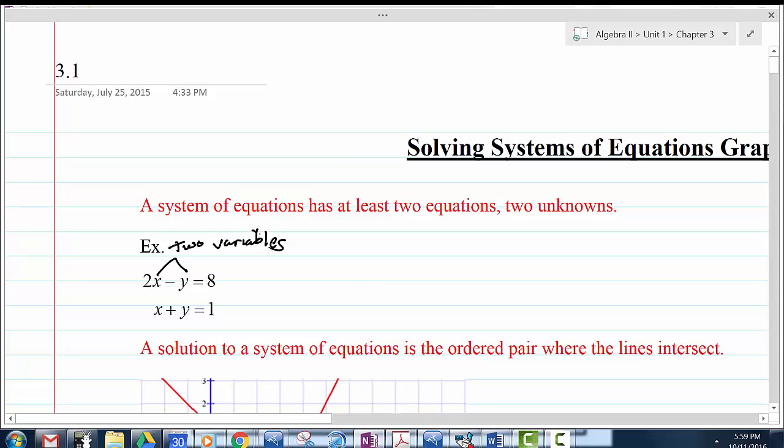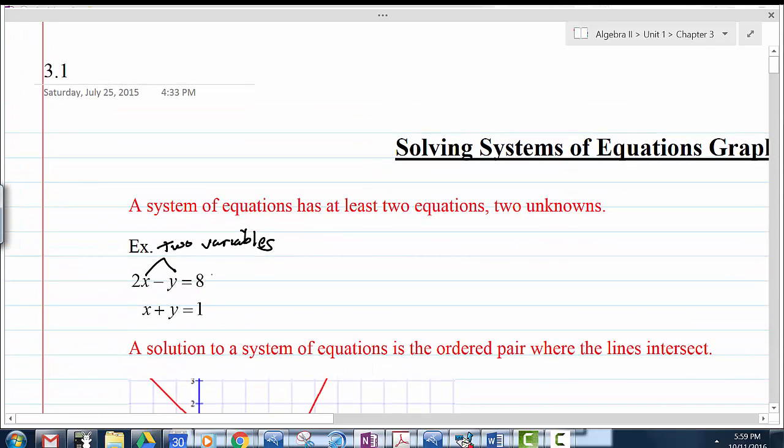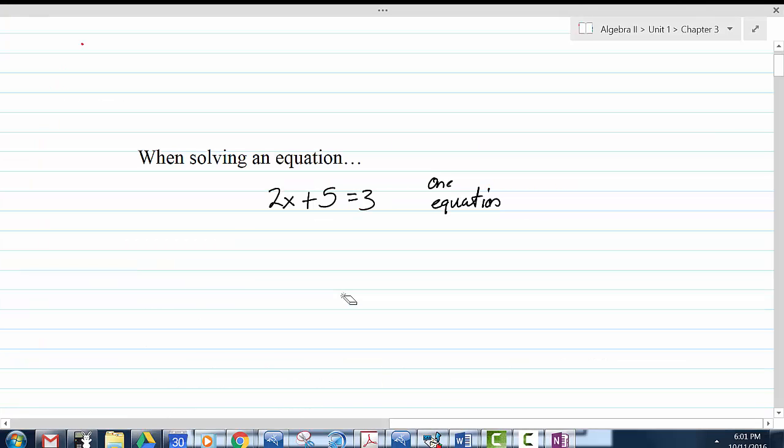Now there's three ways to go about this, and we're going to deal with all three ways. First way is we can solve by graphing. Now these are both linear equations. In other words, if you graph them, they're going to be lines. A solution to this system is going to be where those lines intersect.